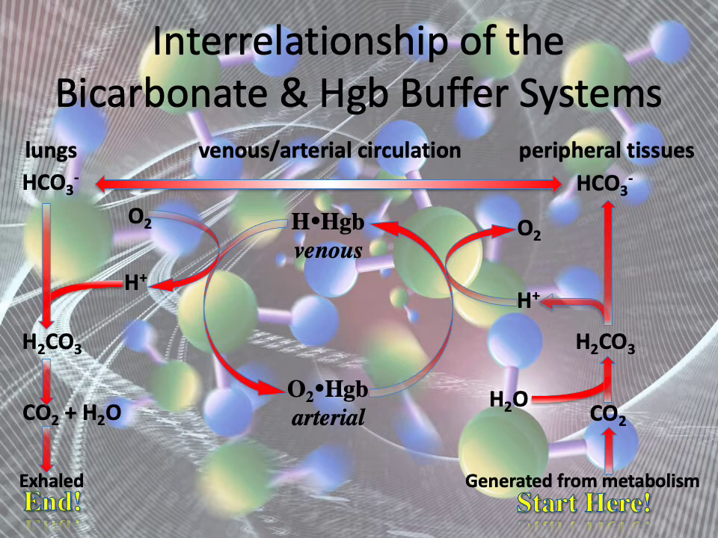It's not transported as CO2 in the red blood cells. It's transported piecemeal as bicarbonate ions and hydrogen ions, and then it reforms to carbonic acid and then splits into CO2 and water once it reaches the lungs. So again, this is the major way in which CO2 is transported in the blood.